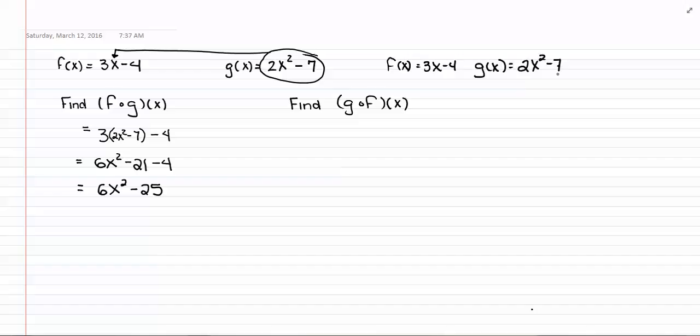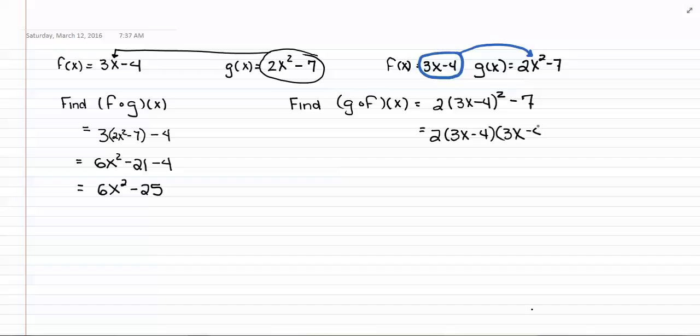Alright, so this one is g circle f of x. So if I circle f of x, everywhere there's an x in the other function, I'm going to substitute in 3x minus 4. I have to be a little careful when I write this one up because it's going to be 2 times the quantity 3x minus 4 taken twice minus 7. That taken twice means I need to write it down 2 times and then FOIL it out.